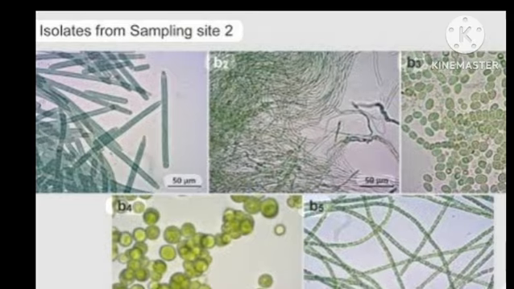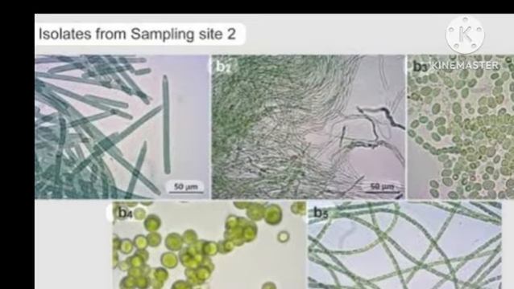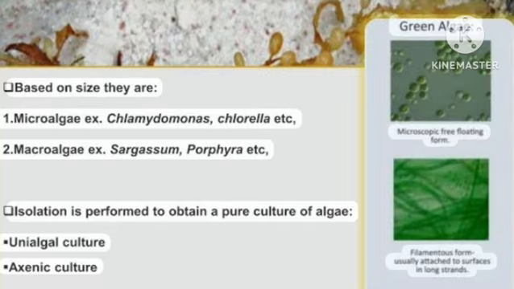These slides cover isolation from the sampling site, with types of sampling based on habitat. Water sampling: freshwater, ponds, lakes and rivers. Use a plankton net or collect directly with bottles. Marine sea hosts, such as Sargassum and Laminaria, are collected as seaweeds by hand. Based on size, there are microalgae like Chlamydomonas and Chlorella, and macroalgae like Sargassum, Porphyra etc. Isolation is performed to obtain a pure culture of algae: unialgal cultures and axenic cultures.